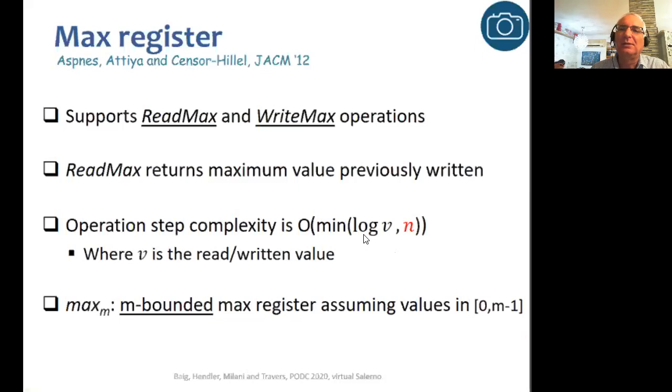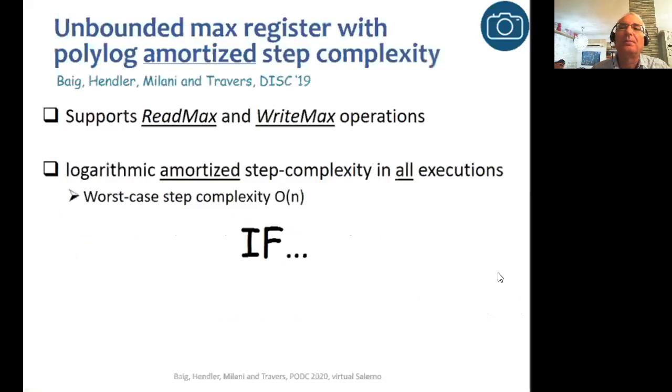But when the register's values grow more and more and become exponential in n, this complexity can become superlinear, in which case the algorithm is able to fall back to an O(n) steps snapshot implementation, a linear time snapshot implementation. So like they do, we also denote in our work and in this presentation by max m a max register that can only assume integer values between 0 and m minus 1.